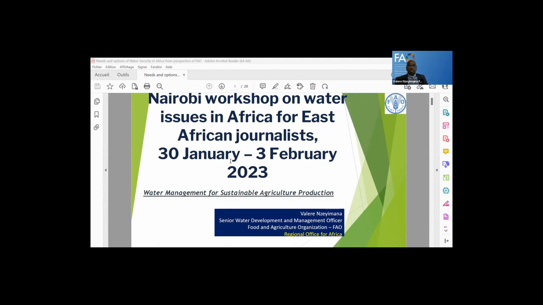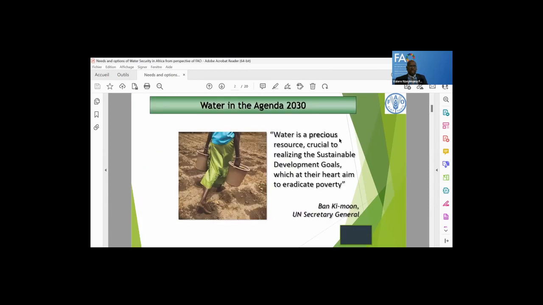We are going to go through some slides on water management for sustainable agriculture production. First, a saying from Ban Ki-moon: water is a precious resource, crucial to realizing the Sustainable Development Goals, which at their heart aim at eradicating poverty, and of course hunger as well. Next slide, please.